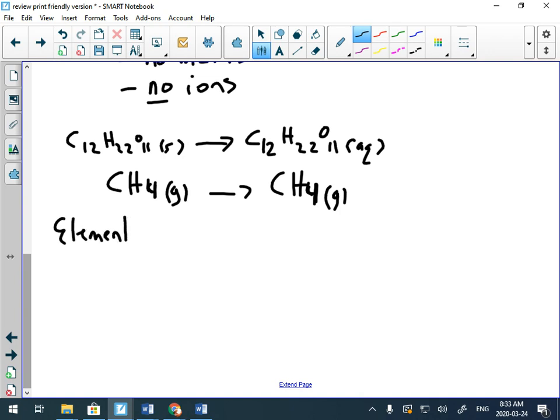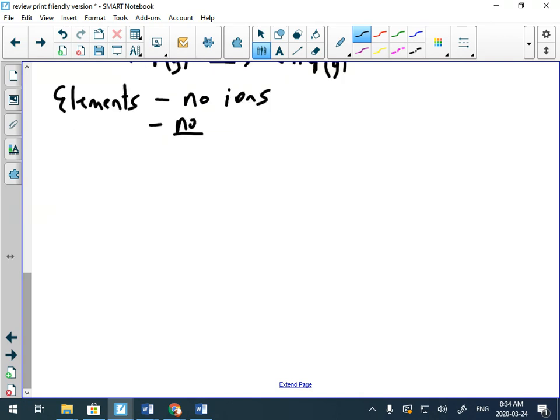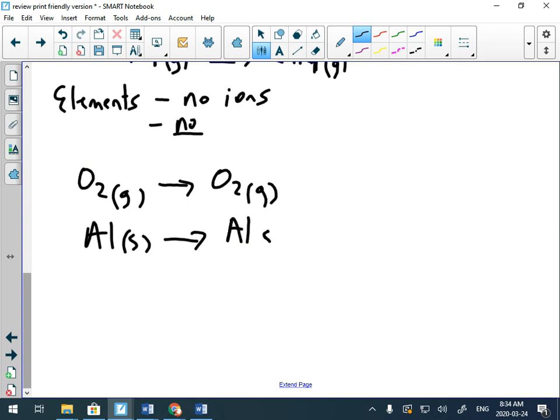Elements. Elements are single atoms or diatomic atoms in different groups, and they don't form ions, so no charges. They just don't do anything. So an example is oxygen. It just stays oxygen. What if you had aluminum? It just stays aluminum. There's no change.